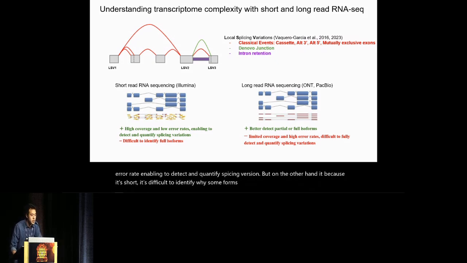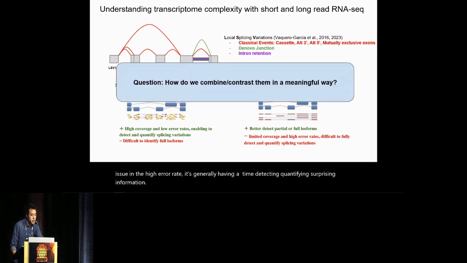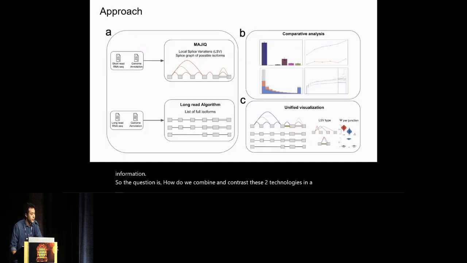For long-read sequencing, I'm referring to Oxford nanopore technology and PacBio dataset. It's better at detecting partial or full isoform, but because of its coverage issue and high error rate, it's generally having a hard time detecting and quantifying splicing variation. So the question is, how do we combine and contrast these two technologies in a meaningful way?